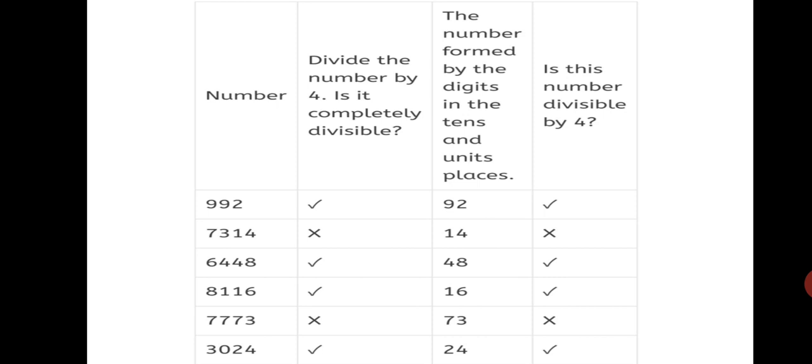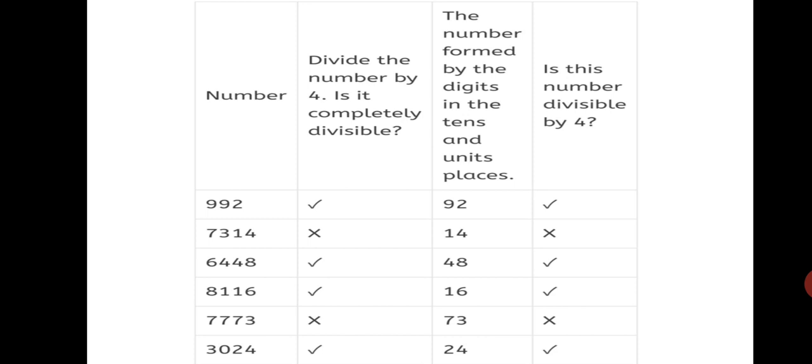Next number, 8116. Completely divisible by 4. So put a tick mark. And the last 2 digits 16 also come in the table of 4. So put a tick mark. 7733. If you try to divide 7733, you get a remainder when dividing by 4. So that means it's not completely divisible. So put a cross. And last 2 digits 73 also not completely divisible. So put a cross. Last example, 3024 is divisible completely by 4. And 24, the last 2 digits, are also completely divisible by 4.